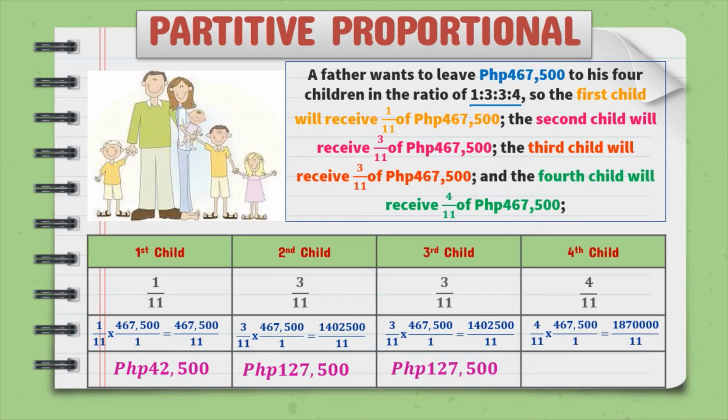Then the fourth child, same procedure, 4/11 times 467,500. And then we will get 1,870,000 divided by 11. So the fourth child will receive 170,000.